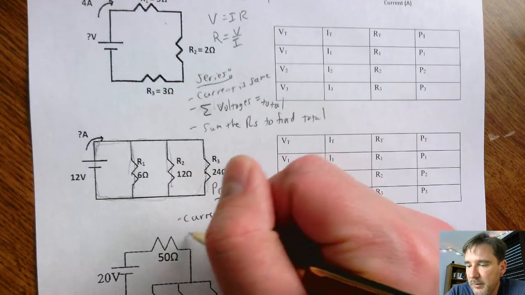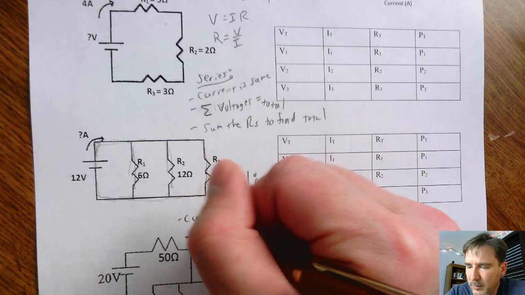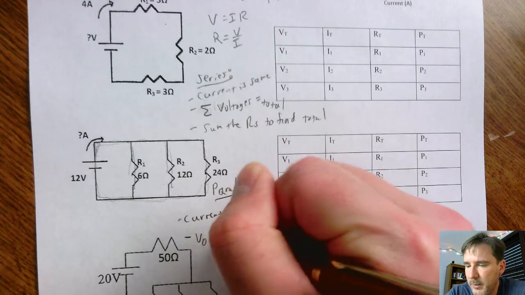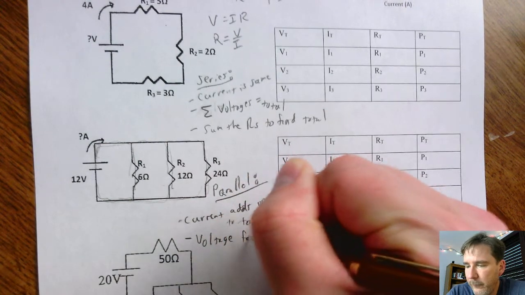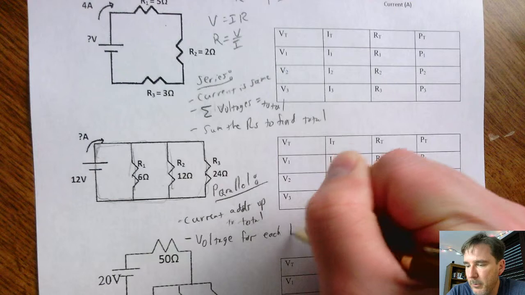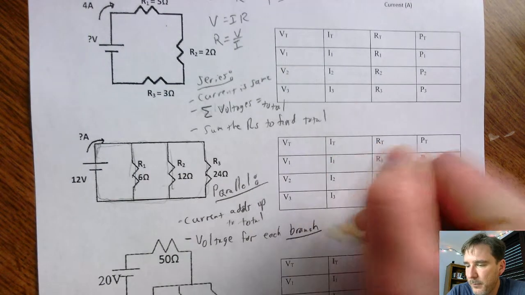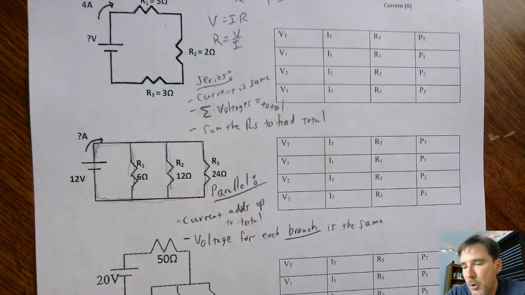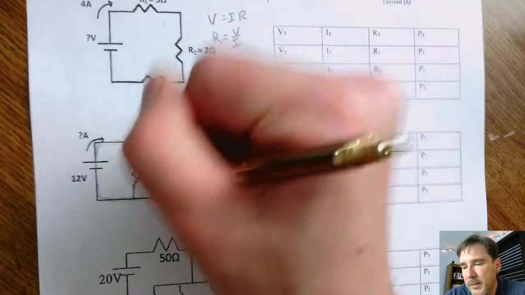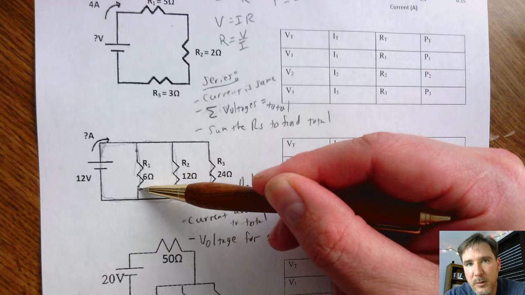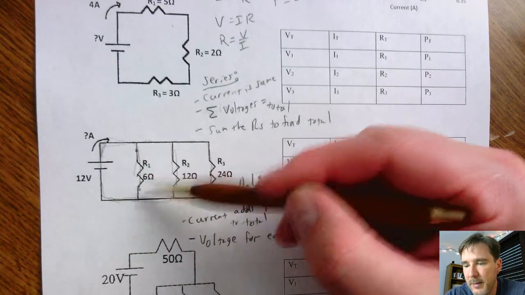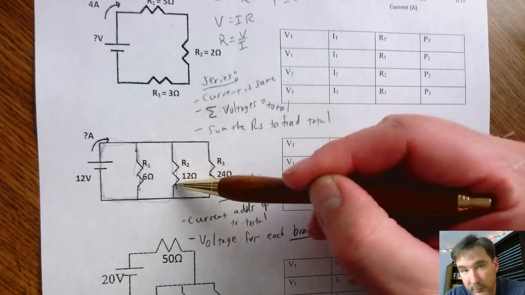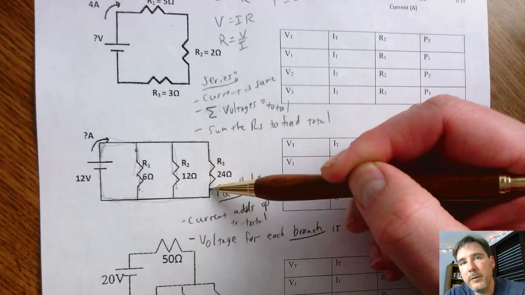For the voltage, I'm going to try to word this carefully. Voltage for each branch is the same. So from one side to the other, in this case, is going to be 12 volts. So it goes up 12 volts and then it goes down 12 volts here. And it goes down 12 volts here. And it goes down 12 volts here.